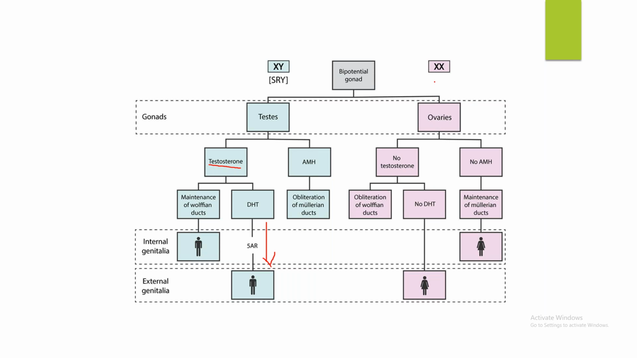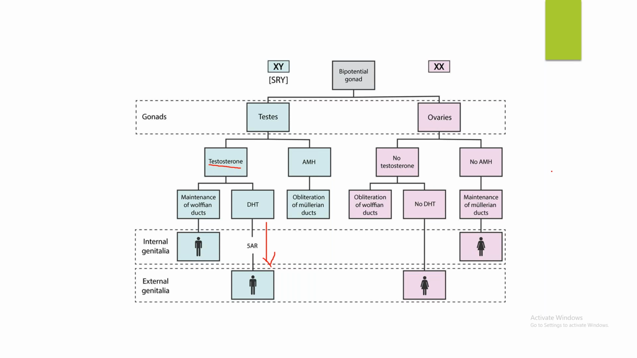Now, in the case of female genital development, what happens? Because there is no SRY region, or there will be no Y chromosome, there will be no AMH and no testosterone. Because of this, the Mullerian duct will remain, and because there is no testosterone, the Wolffian duct regresses, and there will be no DHT also. So there will be no male development of external genitalia, and the Mullerian duct develops into the female internal genitalia, that is the uterus, fallopian tubes and other structures.